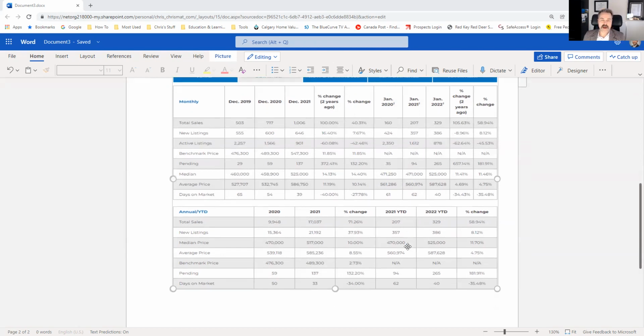And then if we're looking at our annual sales, in 2021 our sales pretty much have doubled from what they were the previous year, up 70%. And at the start of the year, over last year, they're up over 60%, and the average price is already up 5% over last year. So we can see that our numbers are certainly moving here.